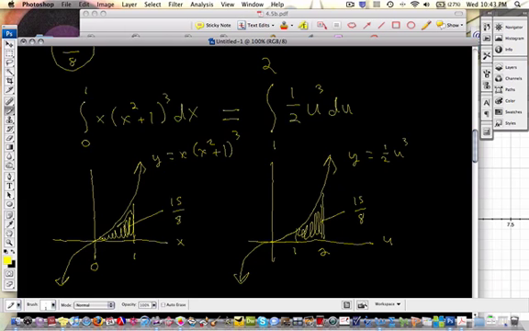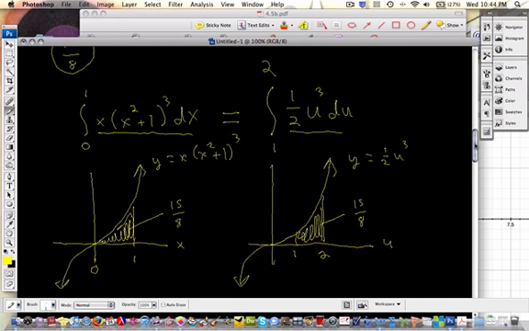So that's a visual for what we did. With this change of variables, we had this complicated looking integrand for our definite integral, and we made it less complicated. And there's this sort of geometric interpretation of that. All right, I'll let you guys do the next example on your own.